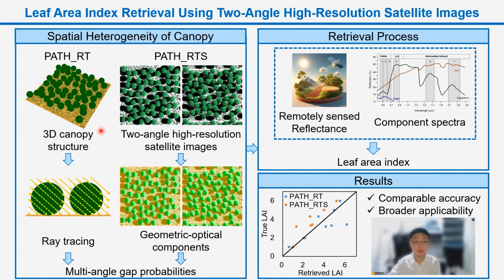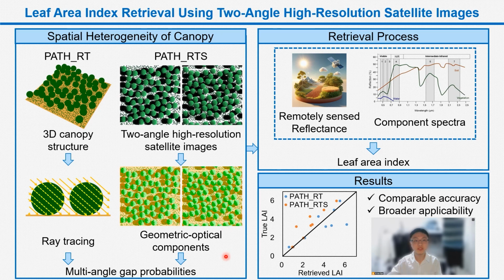So what did we do? We simplified this model and developed PathRTS, where the S stands for simplified. It preserves the core physics but significantly reduces data requirements. Instead of using 3D canopy structure, we use high-resolution satellite images at two angles. We directly classify the images to extract the four geometric-optical components: sunlit ground, sunlit canopy, shadowed ground, and shadowed canopy.